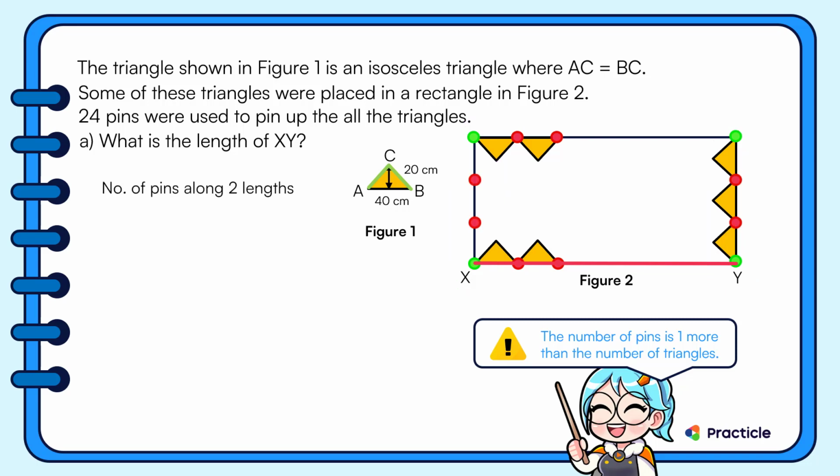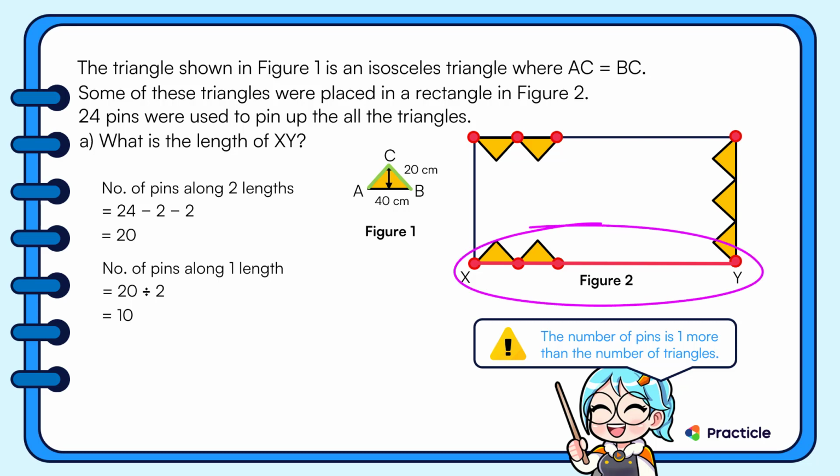Let's subtract 2 pins each. And this gives us a nice number of 20. Do you know what's the next step? Well, since we want to find the length of XY, we are going to divide this by 2 to find the number of pins on one side of the rectangle. Do you get 10? Now the next thing that we want to do is to find the number of triangles on XY. How many triangles do you think there are?